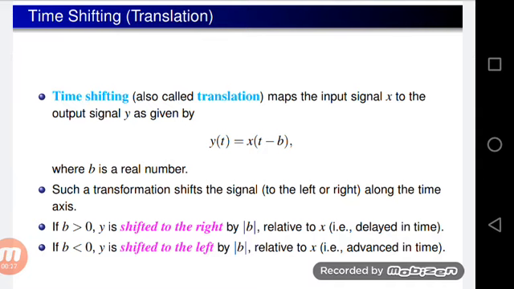Time shifting maps the input signal x to the output signal y. The equation of the output signal is y of t equals x of t minus b, where y is the function, t is the time, and b is a real number.